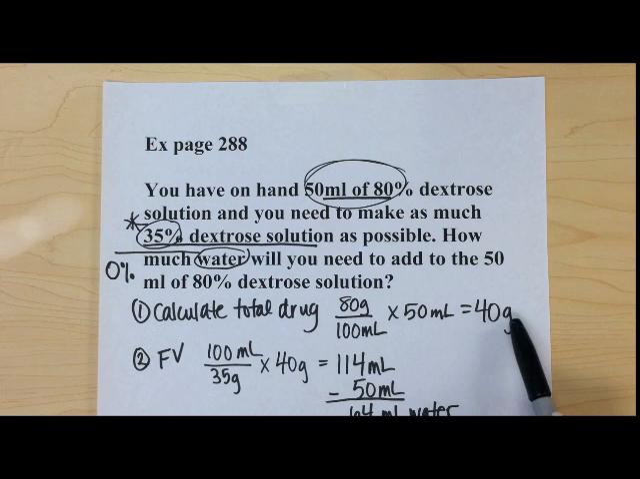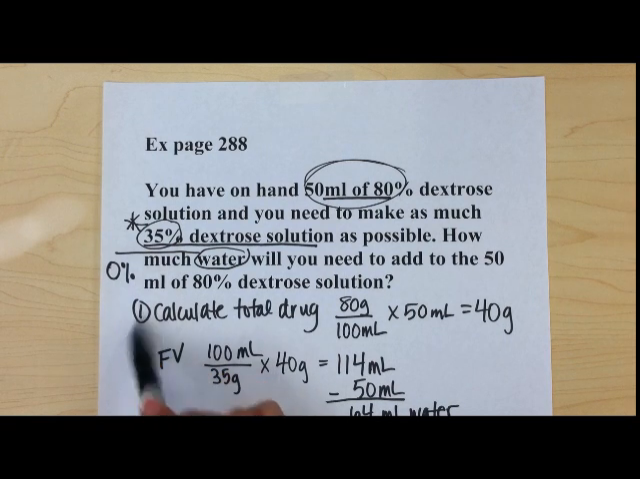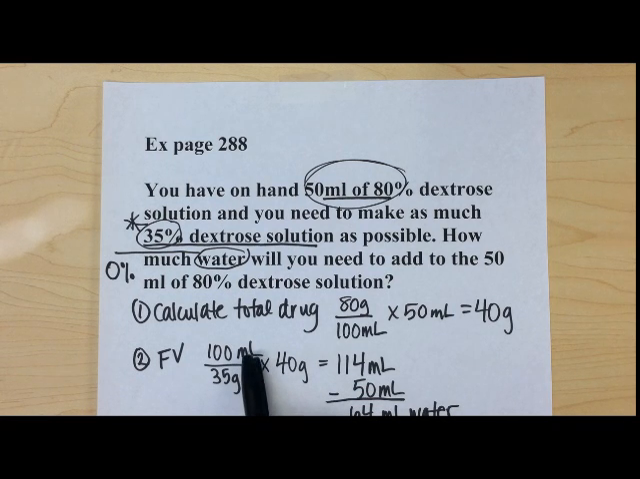We know we have 40 grams of drug present. Then we took the final volume by using our end product of 35%, which is 100 mLs over 35 grams, and that will lead us to the volume because we have milliliters on top. Then we multiply it by the total drug that we have, 40 grams, and then we get 114 mLs.